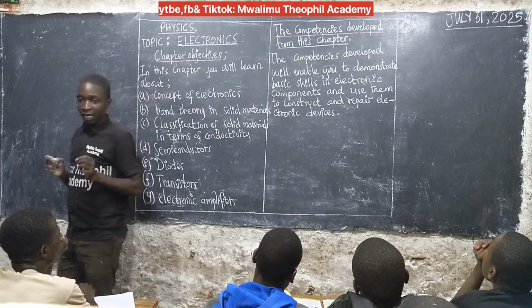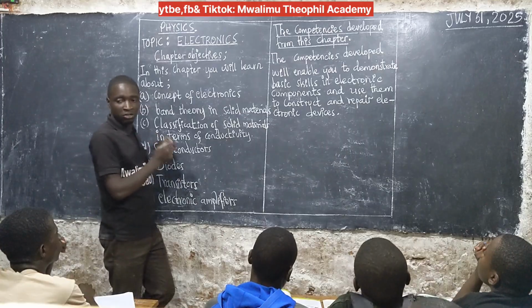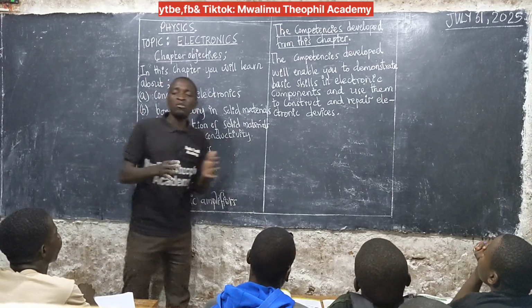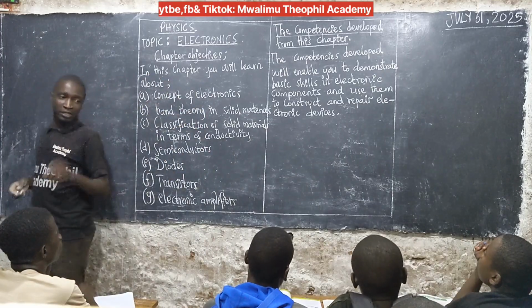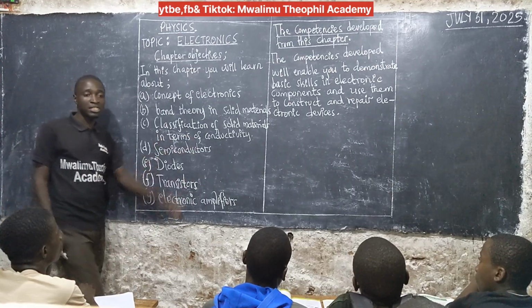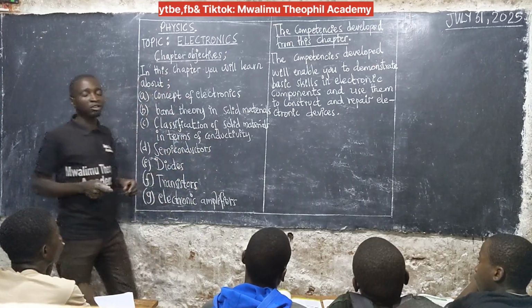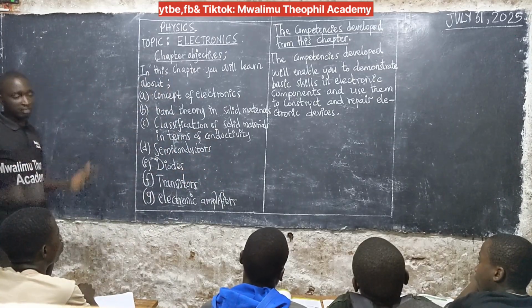So we expect that after you have learned this topic of electronics, you will be able to know various electronic components, like diodes, as we've seen, transistors, and so on, and the way these components are used in electronic circuits to bring various effects.